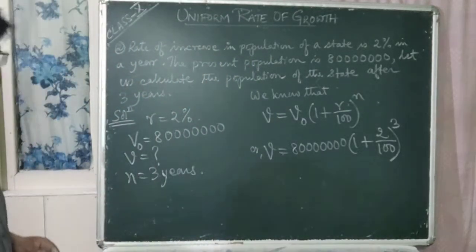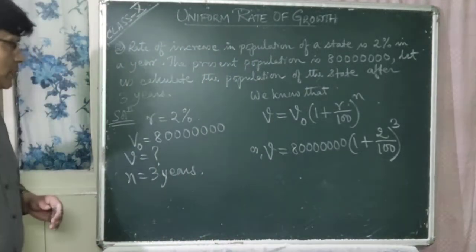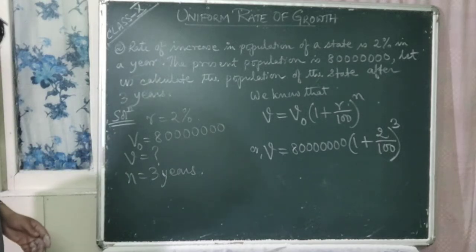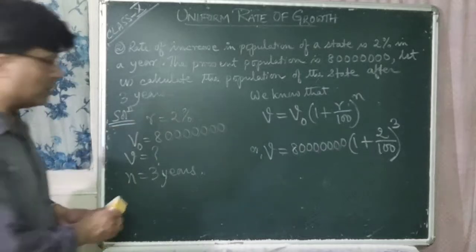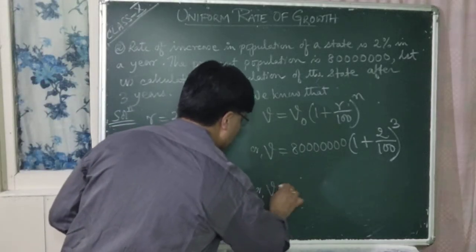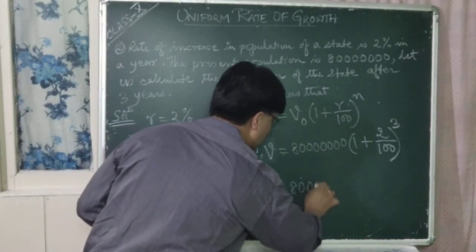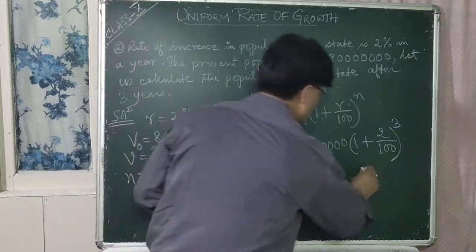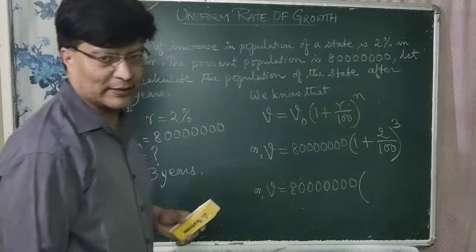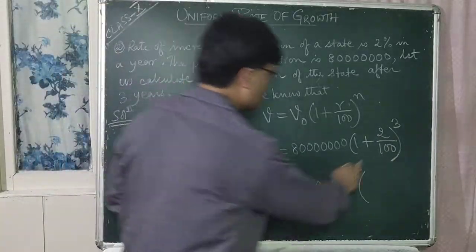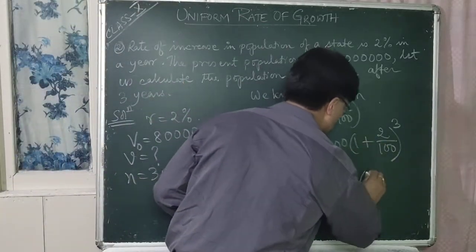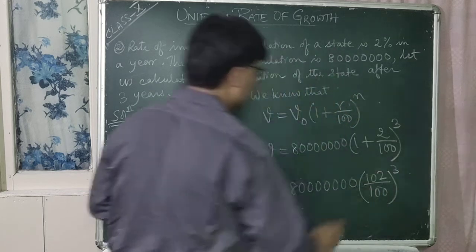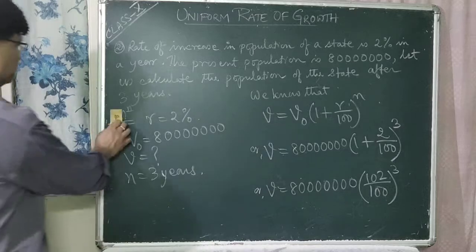So now we have to simplify it. Okay? I think you have copied it. So now we have to simplify it, or V is equal to, this is 8 and how many zeros? 7 zeros. And don't simplify it, 2 by 100. Don't cancel it, okay? So 100 ones are 100 plus 2. 102 divided by 100 whole cube.